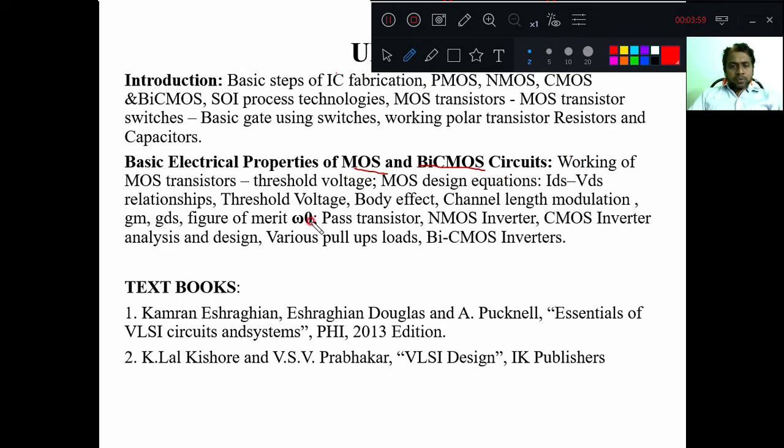The textbooks preferred for this unit 1: an author called Pucknell, and the textbook name is Essentials of VLSI Circuits and Systems. And the second one, K. Lal Kishore is an author for VLSI design, and he was previously the vice chancellor of JNTU Anantapur.